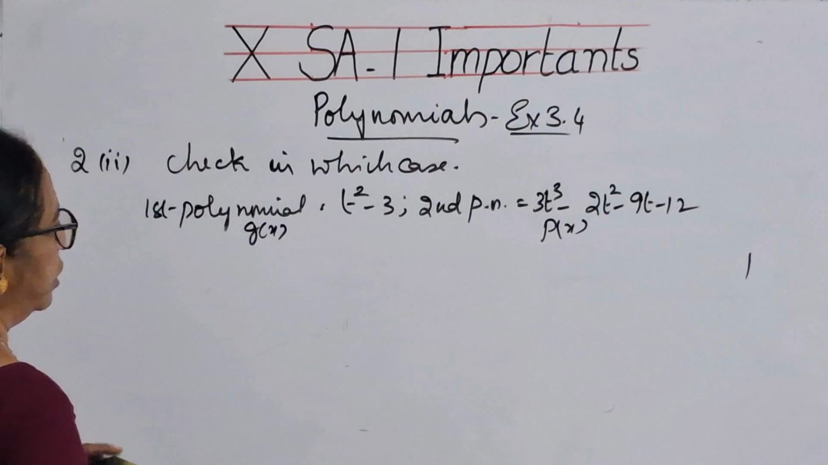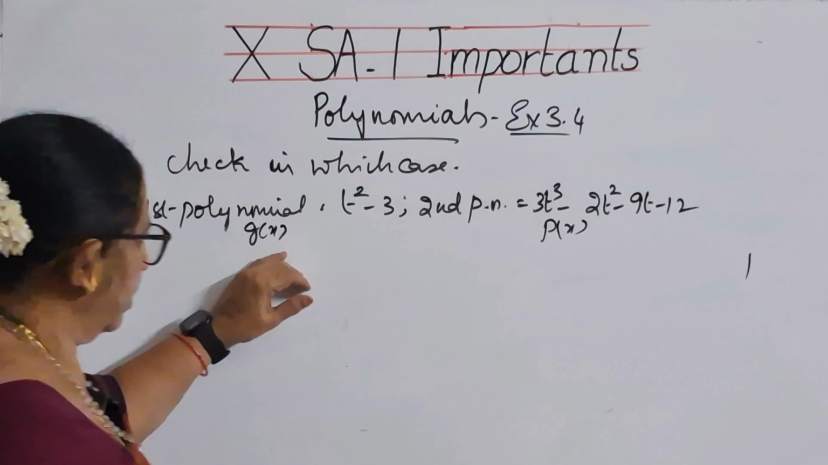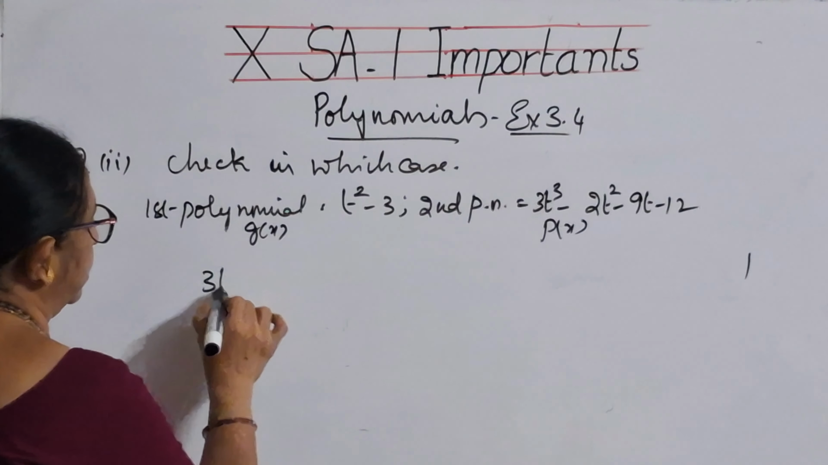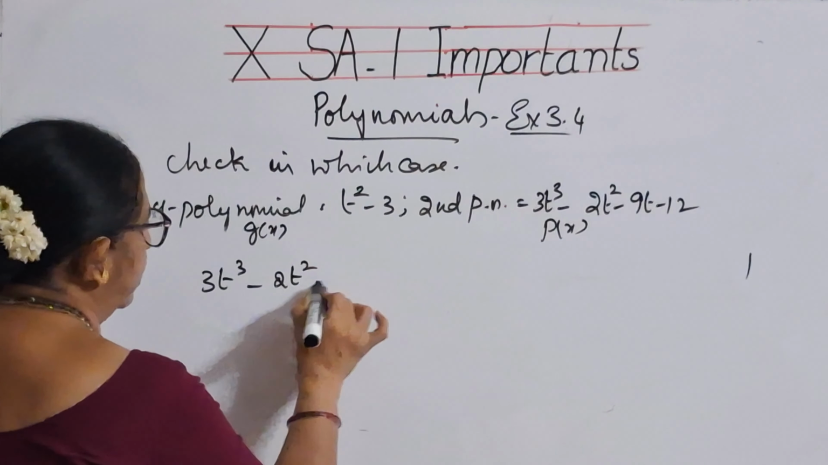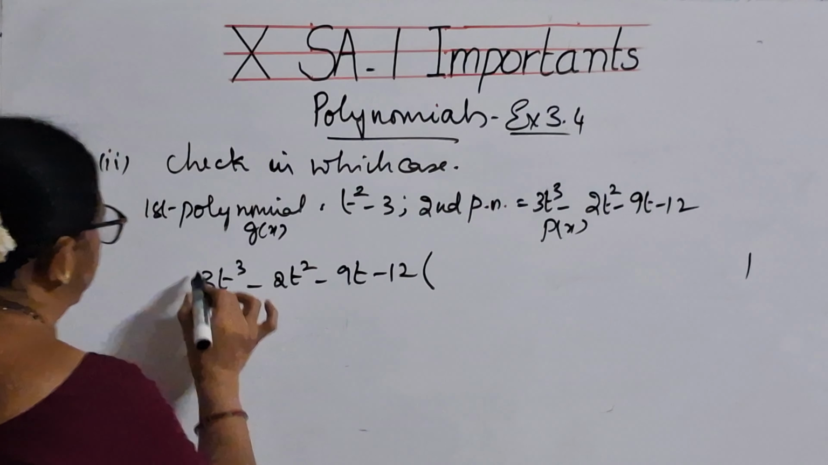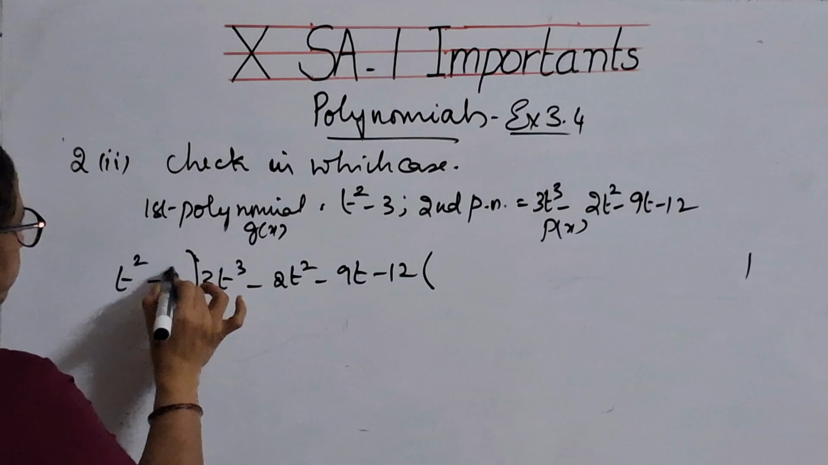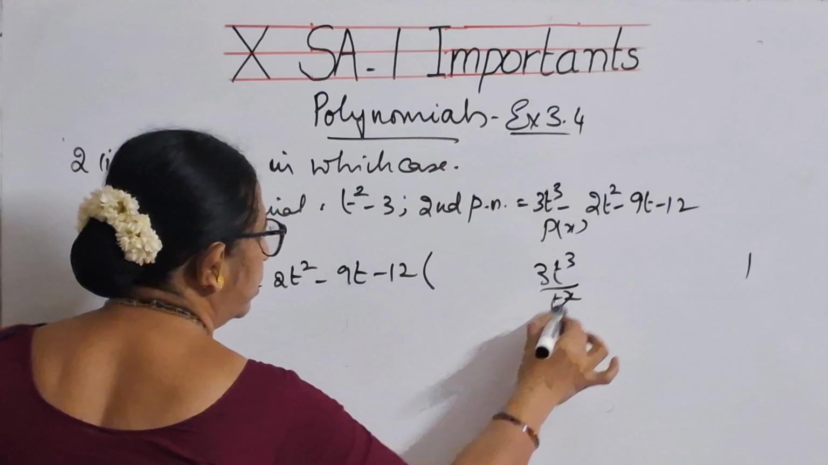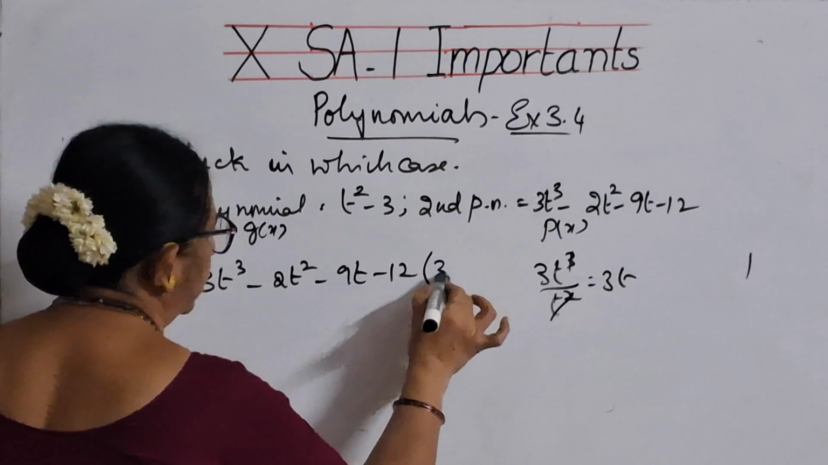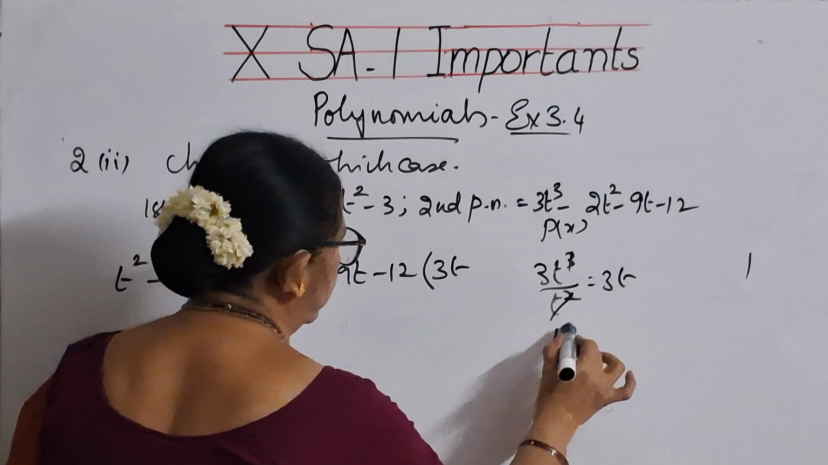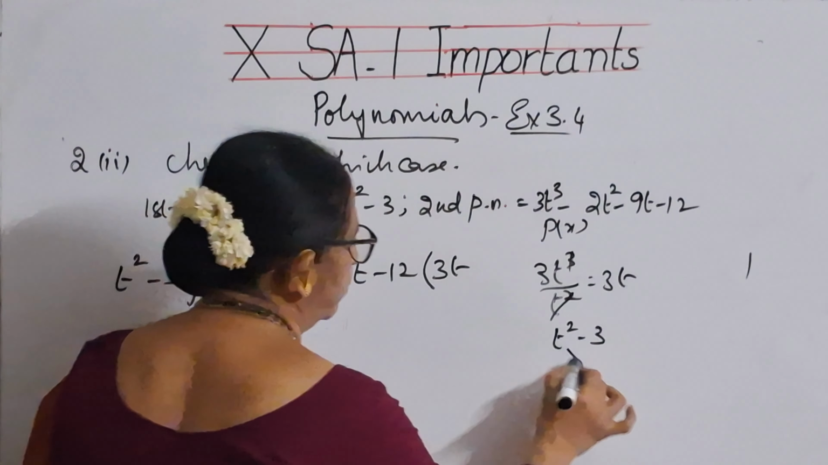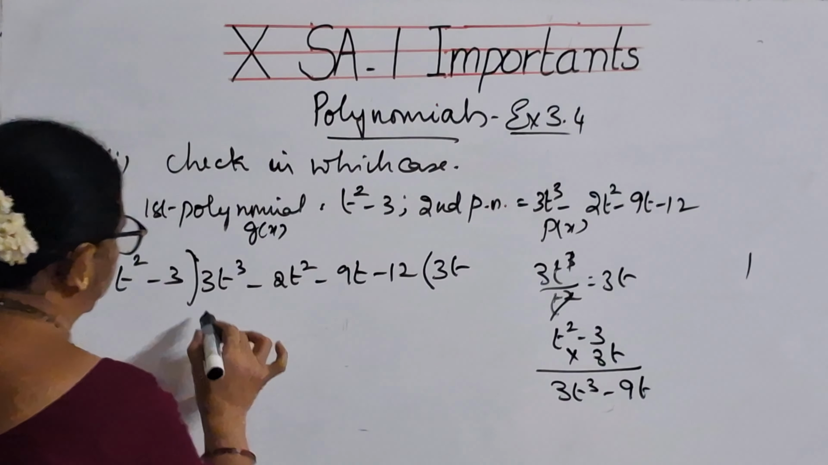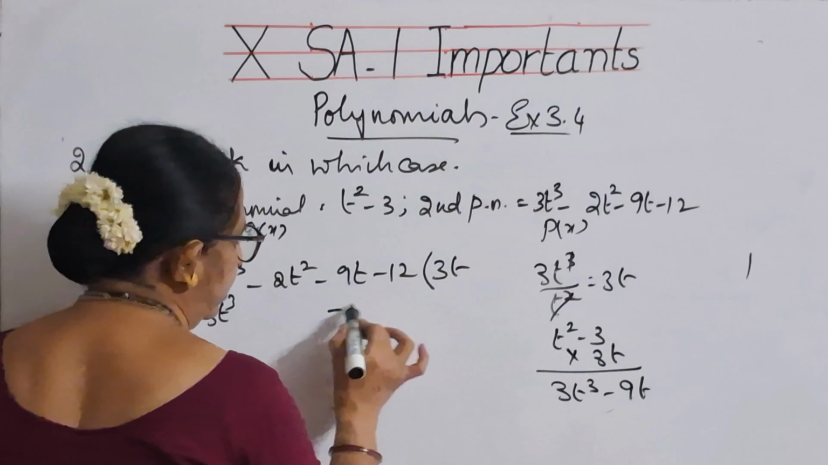Okay, children. Now what you need to do, the question is whether g of x is a factor of p of x. How do you know? When you divide, you will come to know. So take 3t cube minus 2t square minus 9t minus 12 divided by t square minus 3. So take 3t cube divided by t square. So here what you are getting? 3t. Take 3t here and t square minus 3 should be multiplied with 3t. What you are getting? 3t cube minus 9t. So you write 3t cube minus 9t here.